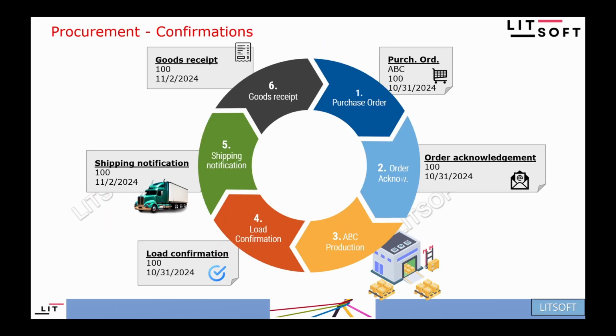For a confirmation of understanding at a glance, you have the purchase order. Let's say this is 100 quantity for a certain date. Then the order acknowledgement: the purchase order is acknowledged by the manufacturing facility. When loading is happening, the load confirmation and shipment notification will be sent for the inbound deliveries, and the goods receipt will happen. This is the overall confirmation process.